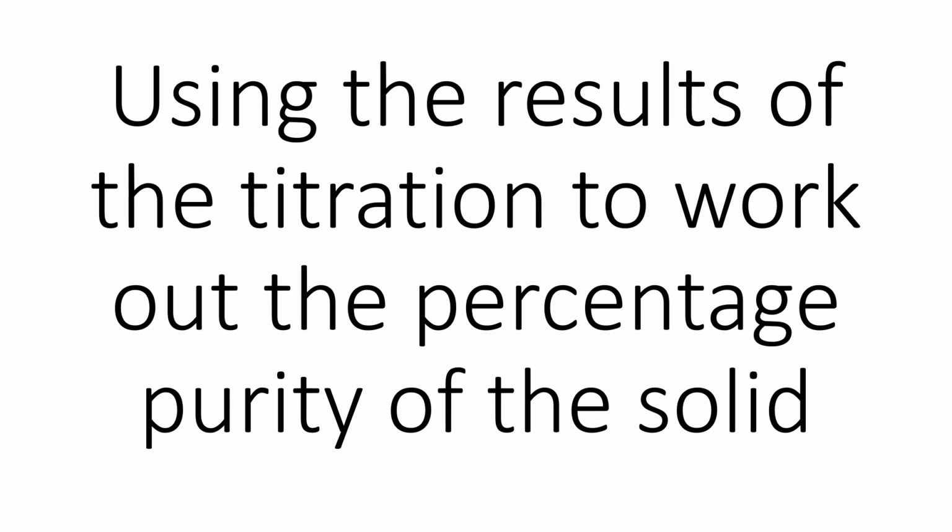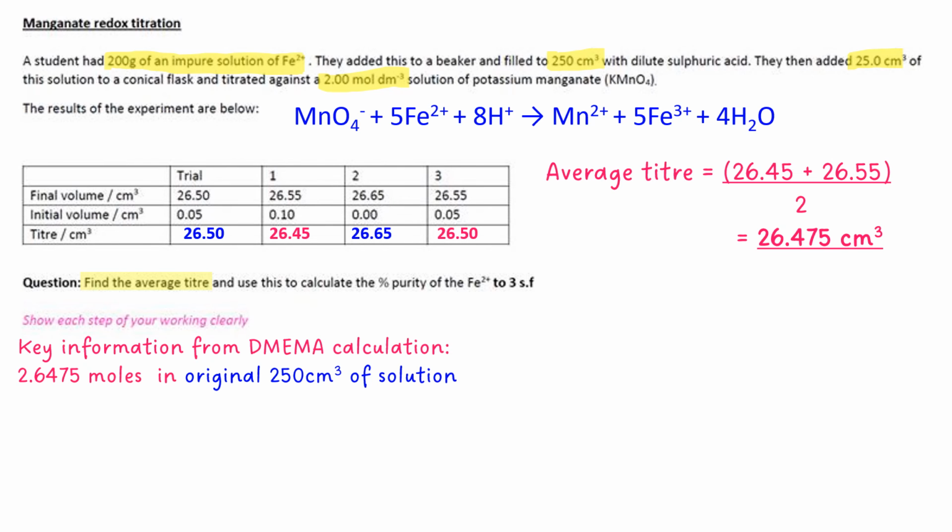So now we need to take that piece of information we've just worked out to work out the percentage purity in solid. So that's the key piece of information from the calculation. So we want the mass in that amount, the mass of iron 2+, because that's going to be the same as the mass of iron. So iron 2+ and iron are obviously very similar. One is an ion, one is an atom.